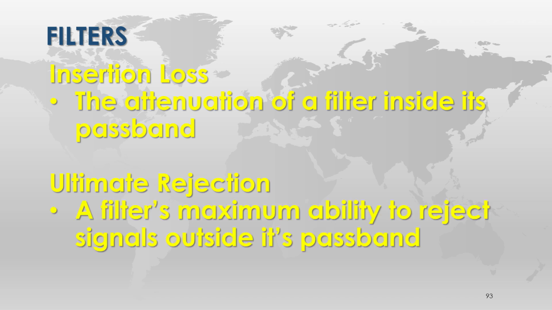Ultimate rejection is a filter's maximum ability to reject signals outside of its pass band. So if you're parked next to a commercial broadcast station, your filter may not be tough enough to knock it all out. So that's the ultimate rejection: the maximum ability to reject signals outside of the pass band.